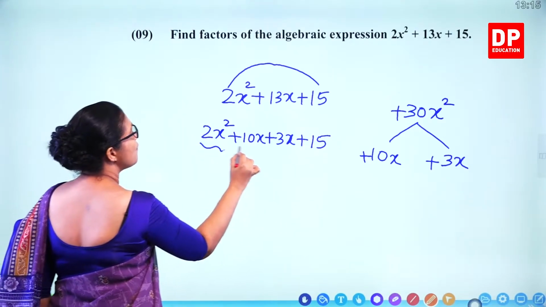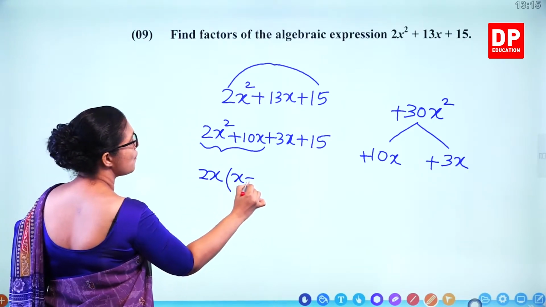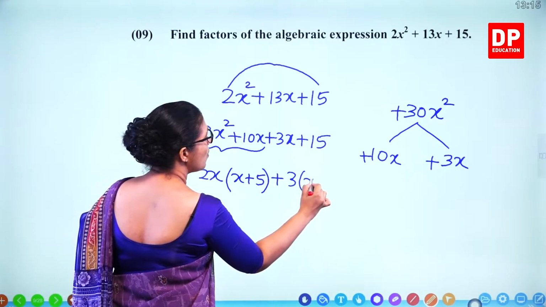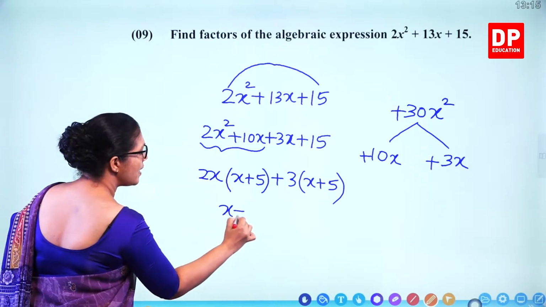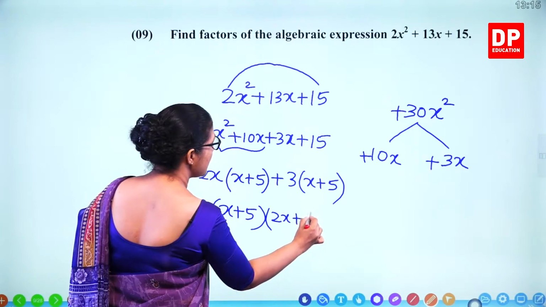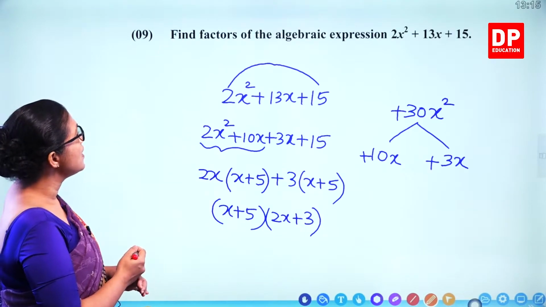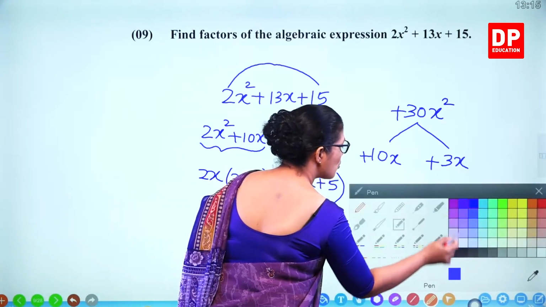Then when you take the first 2, you can take 2x out, x plus 5. Then when you take 3 out, that's x plus 5 again. X plus 5 is common, take it out. And the remaining part, 2x plus 3, you write as the other factor. So these are the 2 factors. So you get 2 marks for that.